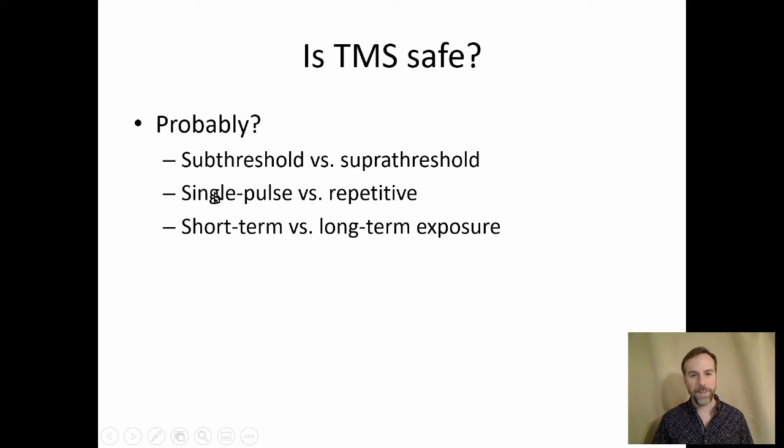But it's likely safe. Some things that likely play a role: how high do we turn up the stimulation? So how big is the magnetic field, or what's the volume set to, in other words? You can have sub-threshold stimulation. That basically means it's so low that you don't even feel it happening. It wouldn't get your muscles twitching. You wouldn't know that you had been stimulated, save for hearing the click of the TMS. Super-threshold means it's turned up higher and an action potential will cause your muscles to twitch.